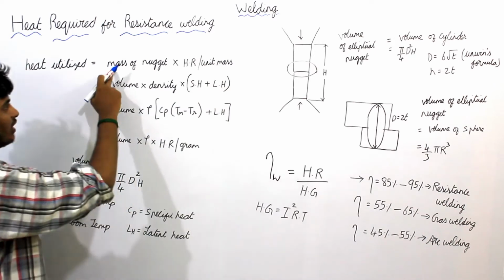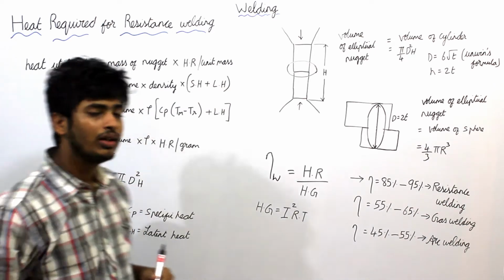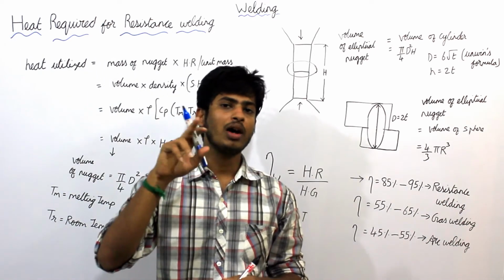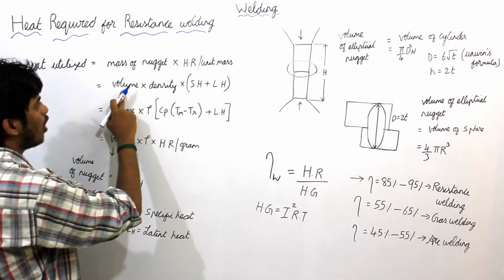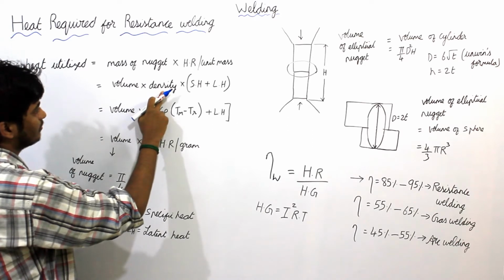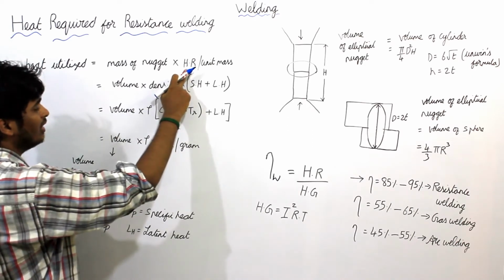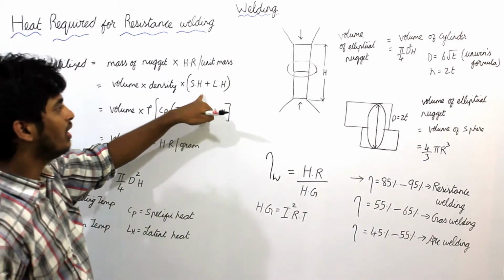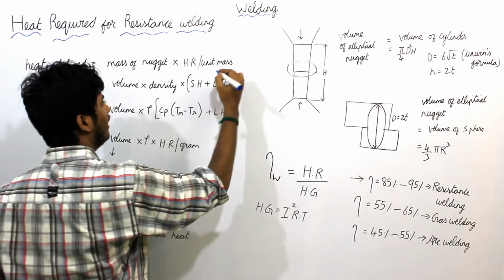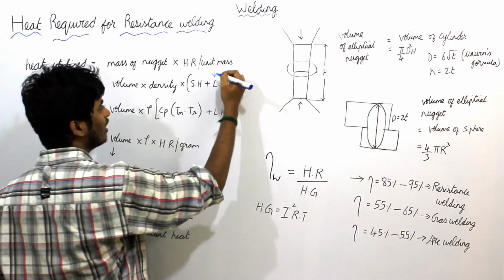Mass of the nugget, we all know that density is equal to mass by volume. So mass is equal to density into volume. Volume of nugget into density of nugget into heat required per unit mass, which can be done as sensible heat plus latent heat.